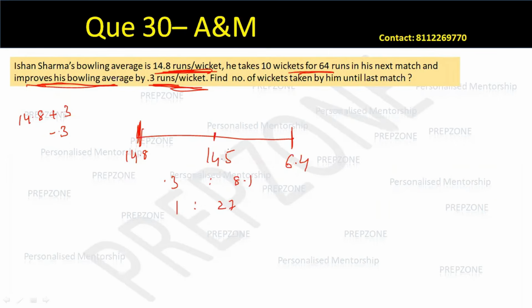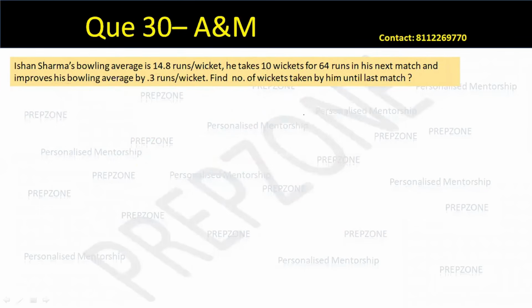Now, find the number of wickets taken by him until the last match. Here the number of wickets is what you have to calculate, right? What is the number of wickets here? He takes how many wickets? 10. So the ratio of distance was 1:27, so the ratio of quantities will be 27:1. If 1 is 10, this has to be 270. Here, what do we have to find? The number of wickets taken by him until the last match.